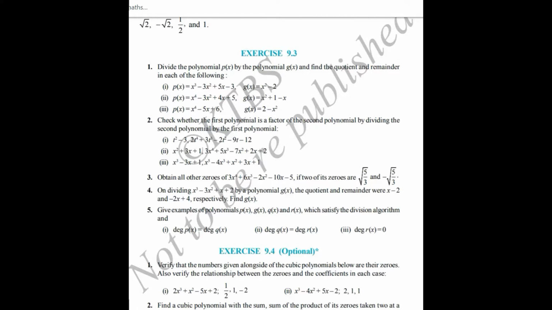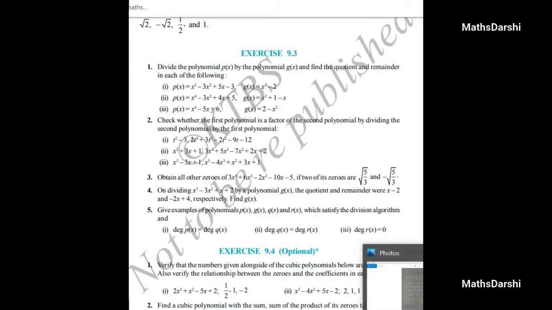So the first question over here is to divide the given two polynomials. We are given p of x and g of x. We need to divide the polynomials and find out the quotient and remainder in each of the following cases. So let us go to the first question.